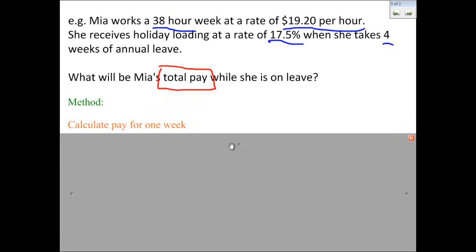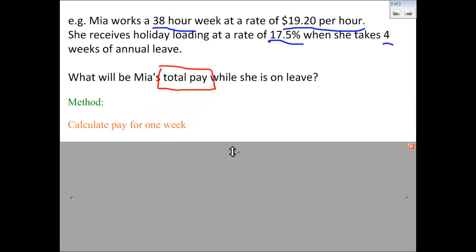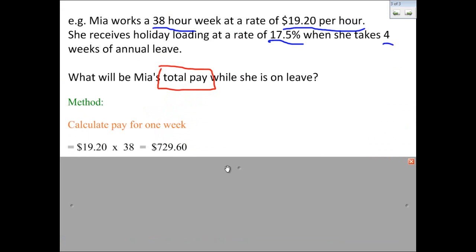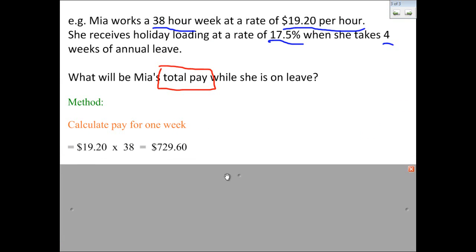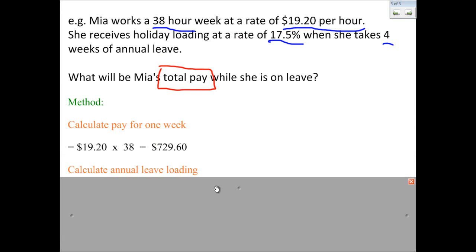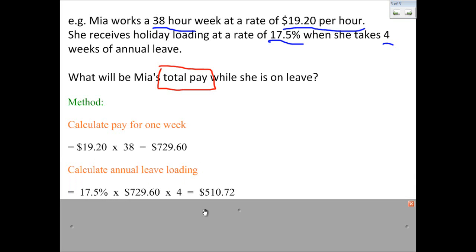Okay, let's have a look at it. So first thing we need to do is use her hourly rate and the hours that she works to find what she would normally get paid for 1 week. So 19.20 multiplied by 38 and we get $729.60. Okay, we can use this to calculate a leave loading with the formula that we had before. So 17.5% times $729.60, so that's her normal week's pay, times 4, the number of weeks leave that she's taking, and we get $510.72.